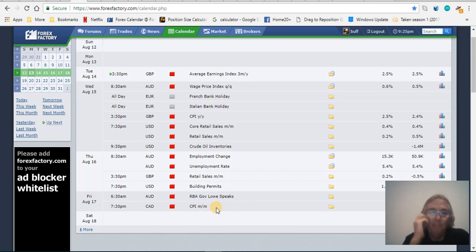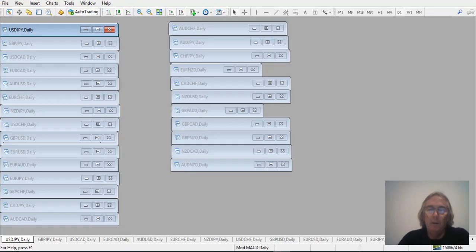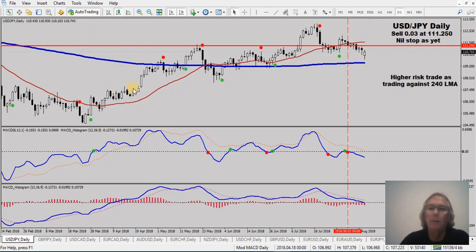All right, now this is the Mod MACD charts. As you can tell, we've got plenty happening. Look at them, all that side's all trades. I think we've only got two pairs that aren't in a trade, so we'll go through these pretty quick. USD Japanese yen in a sell over here, and we've got a bullish candle today, but we're still profitable.